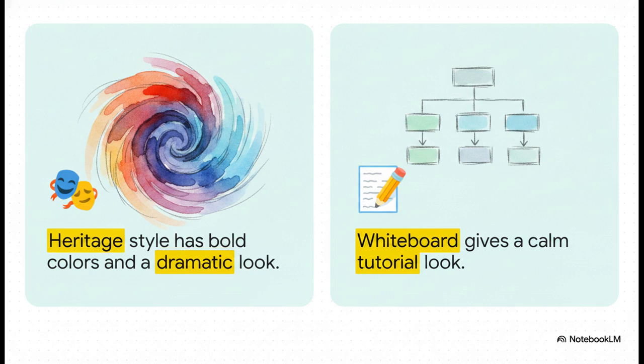Now, what's really interesting is the stark contrast between these two options. Take a look at the heritage style. Notice how it relies on bold colors, a super dramatic look, and intense, heavily focused imagery. I mean, it looks incredible, but it completely demands your attention. On the flip side, you've got the whiteboard style. This provides a clean, tutorial look utilizing simple graphics and step-by-step clarity. The heritage style literally pulled our source's eyes away from the educational content, whereas the whiteboard style anchored their focus exactly where it needed to be.